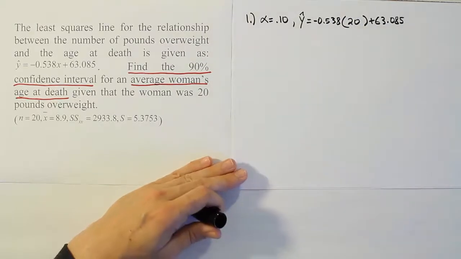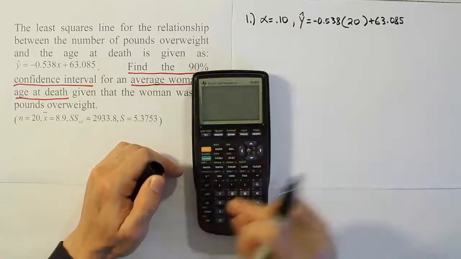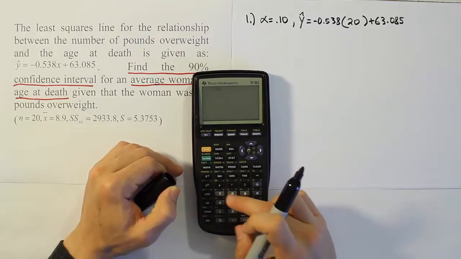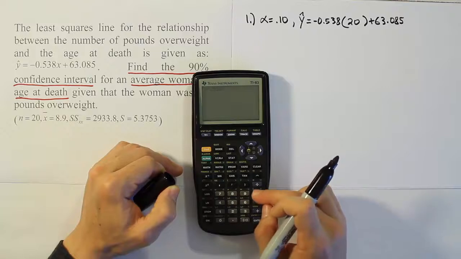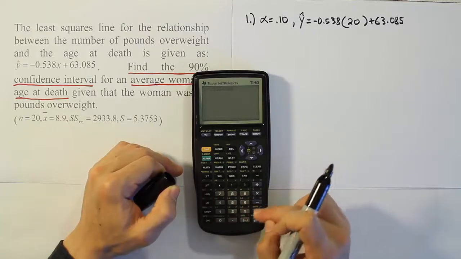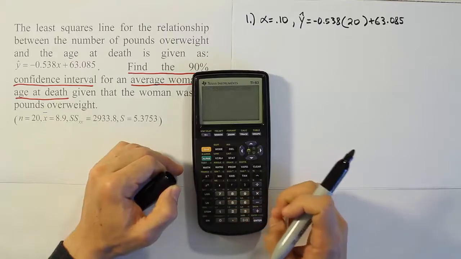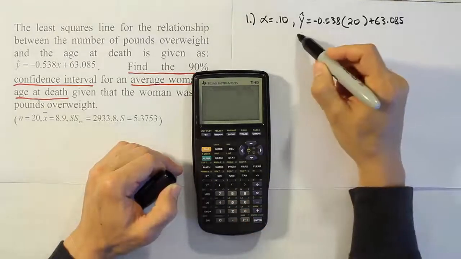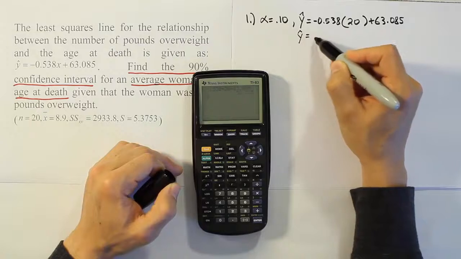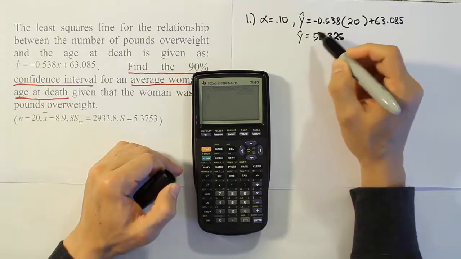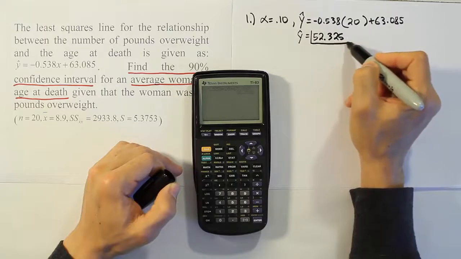Let's plug those numbers into our calculator and see what answer we get. So I have minus 0.538 times 20 plus 63.085. When I'm done with all that, I get the answer that y hat is equal to 52.325. Okay, so that's our point estimator for the problem.